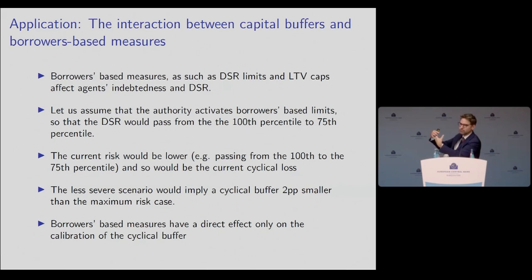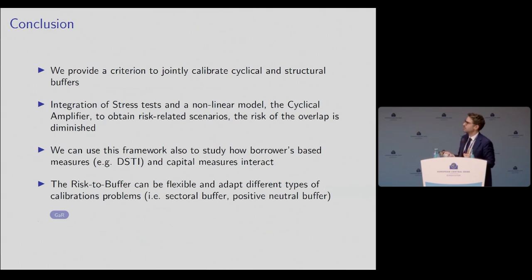Again, the magnitudes are, of course, not realistic, so just take it as an illustration. That means that in this way, we can measure a link between borrower-based measures and capital ratios. To conclude, we provide a criterion to jointly calibrate cyclical and structural buffers.